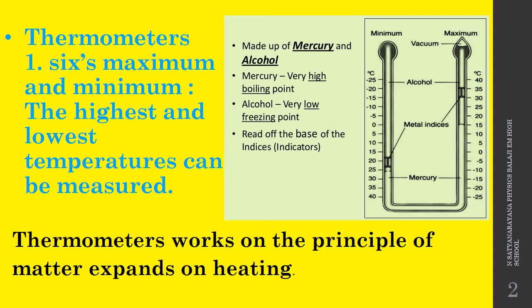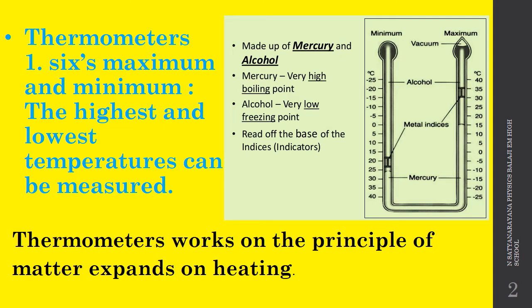Okay, here two liquids will be used. One the mercury, another one the alcohol. Okay, in one day the highest temperature is recorded in the afternoon and the lowest temperature in the early morning. So both can be known by using this thermometer. Okay, the maximum and minimum thermometer.